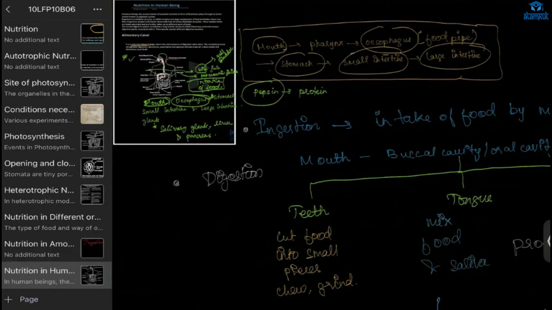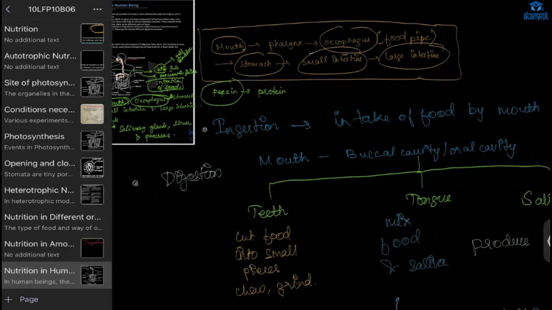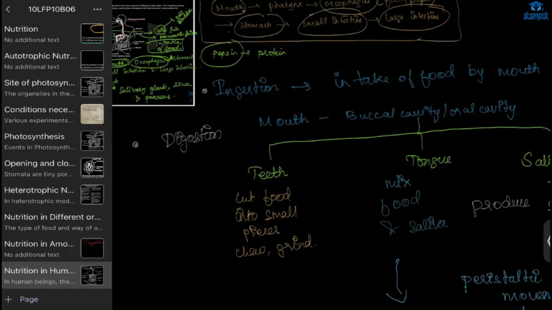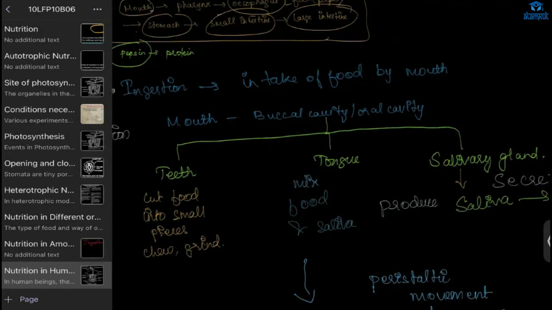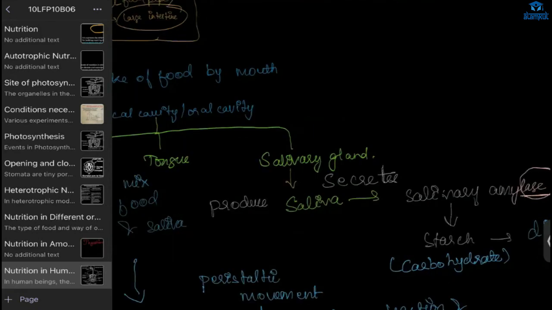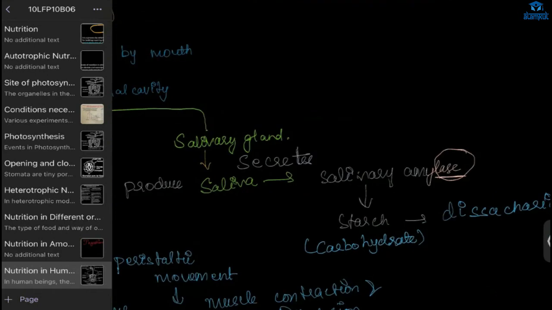First, we have the mouth. We are taking in food, and inside the mouth we have teeth. The teeth will grind and chew the food. Then the tongue will mix the food with saliva. How do we get the saliva? We get it from the salivary gland. The salivary gland produces saliva, and saliva will secrete salivary amylase. Then the salivary amylase, what will it do? It will break down carbohydrate.